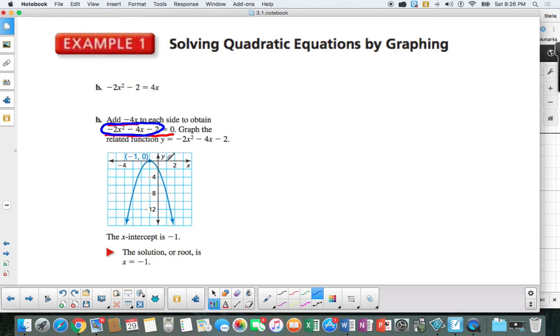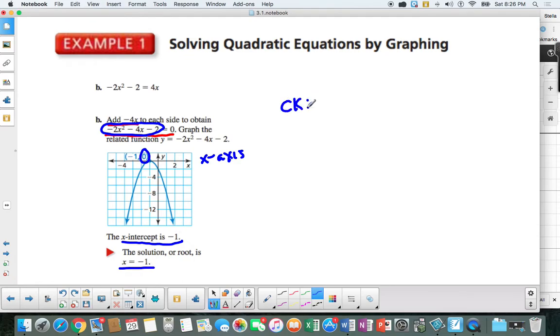The graph is right here, and we're going to look for the x-intercepts, or where it crosses the x-axis. It only crosses the x-axis at one point, and that place is when y is equal to 0. So when y is equal to 0, the x is -1. So we say that the solution is -1.